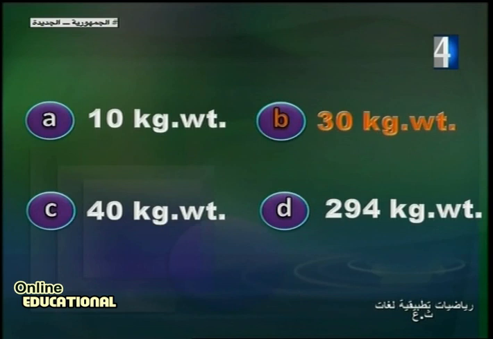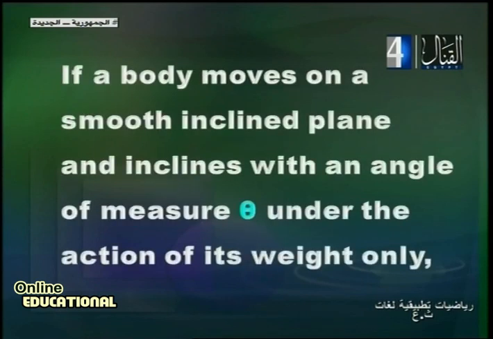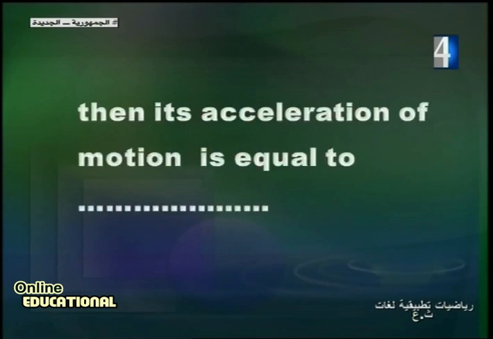Another exercise. If a body moves on a smooth inclined plane inclined with an angle of measure theta under the action of its weight only, then its acceleration of motion is equal to g cosine theta, g sine theta, or 0.